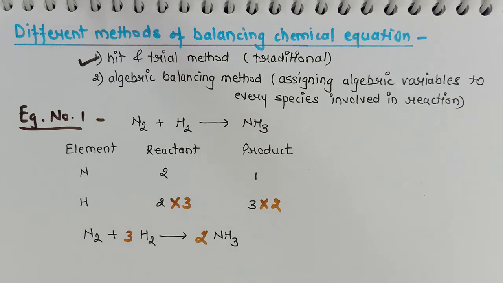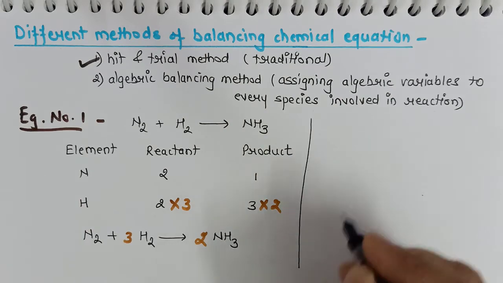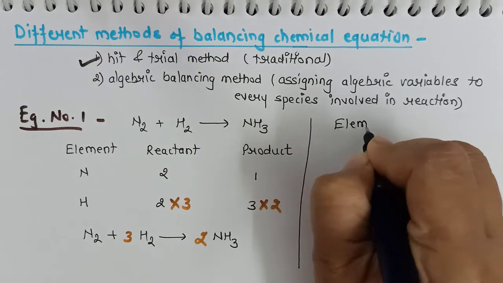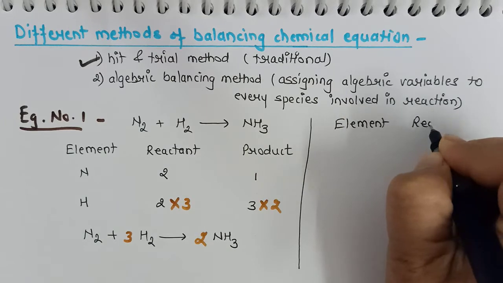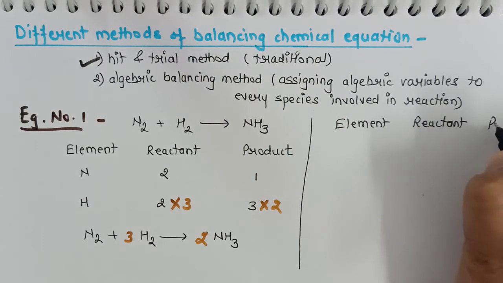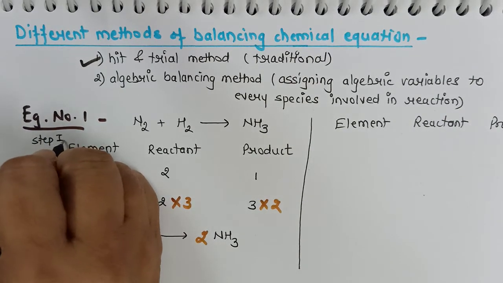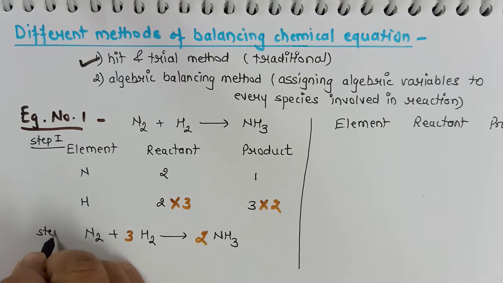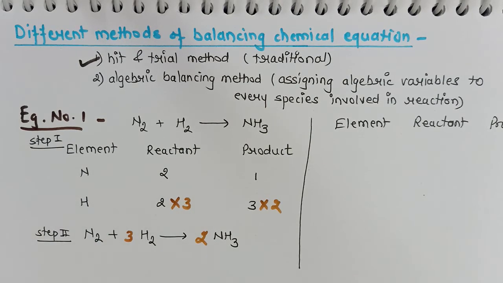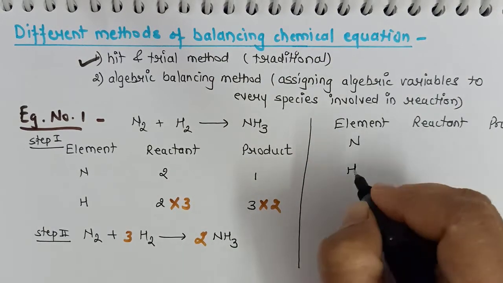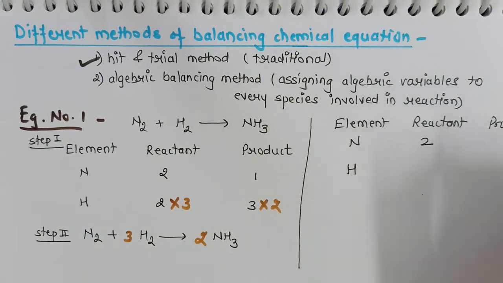Now we will again make a tabular form to check whether this reaction is a balanced chemical equation or not. So now element, reactant and product. Let's say this is step 1 and from here I will begin with step 2. So now element nitrogen and hydrogen. On the reactant side nitrogen are 2 and on the product side also it is 2.